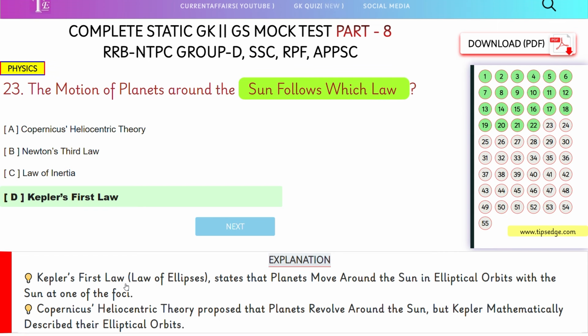Kepler's first law, also called the law of ellipses, states that planets move around the Sun in elliptical orbits with the Sun at one of the foci.